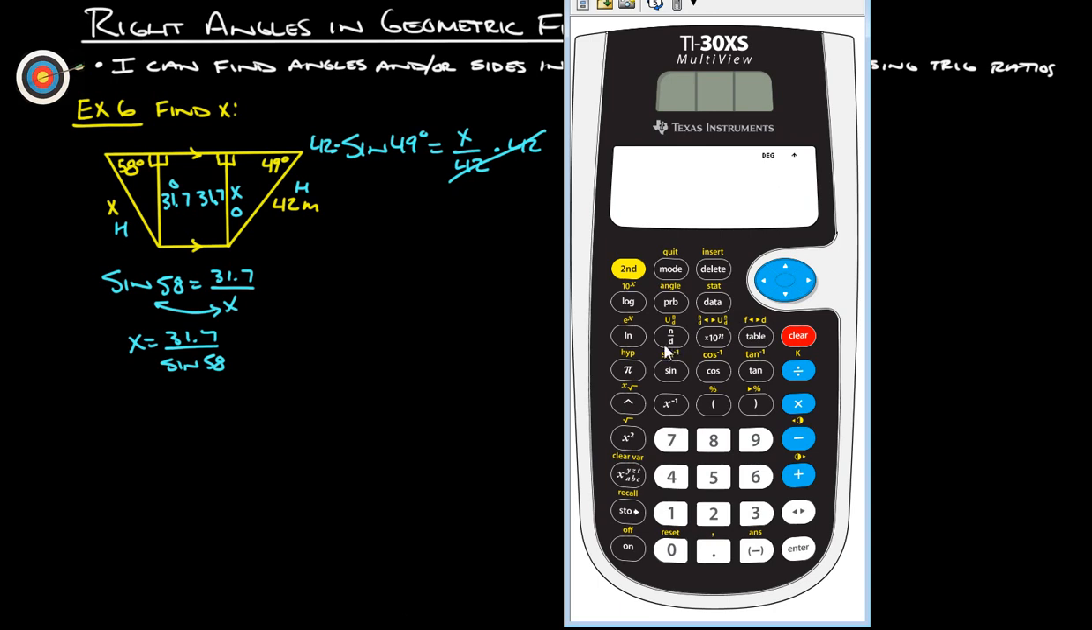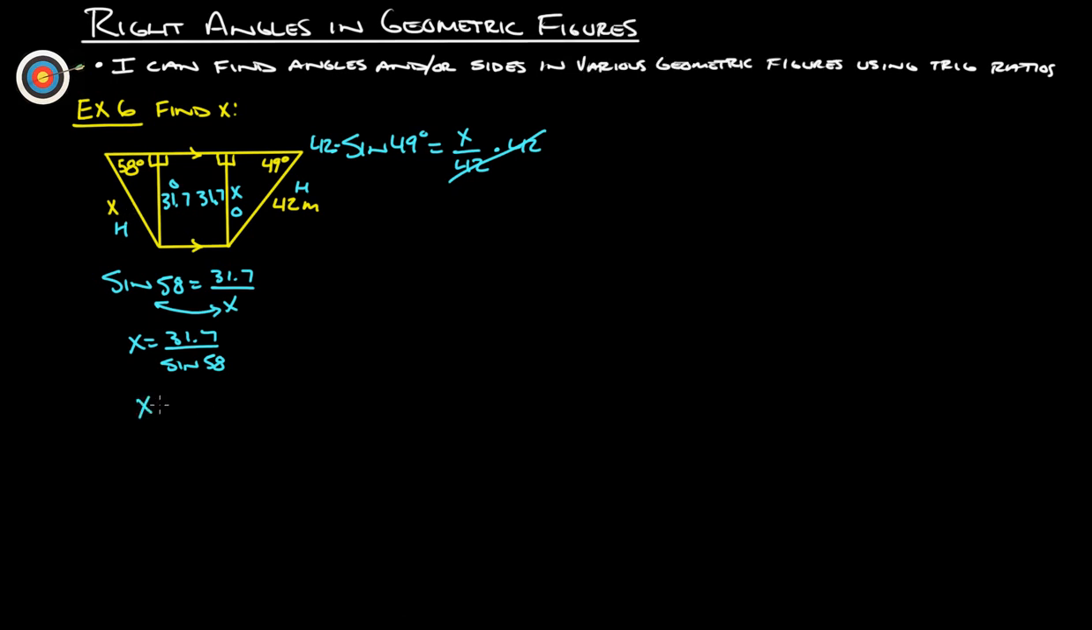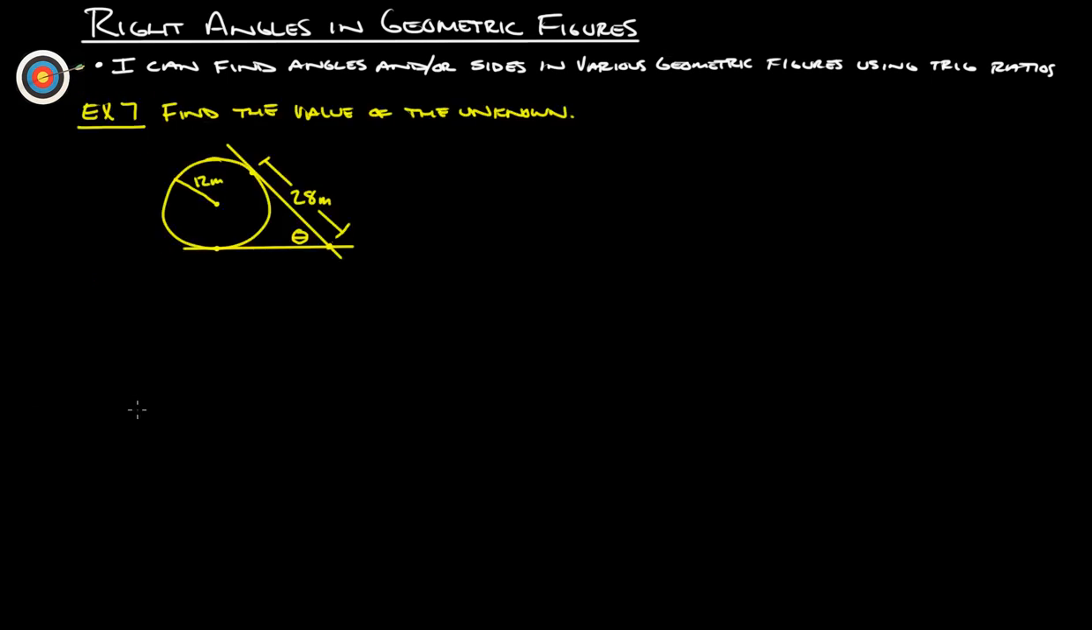Okay, so we've got 31.7 divided by sine 58. And that gives us 37.4 is going to be what x is. Oops, 37.4, and this is meters. Okay? All right, one last quick example, and we'll be all done here.